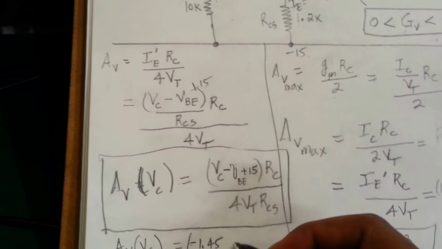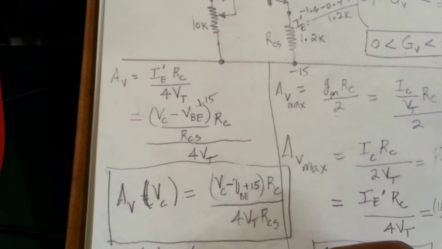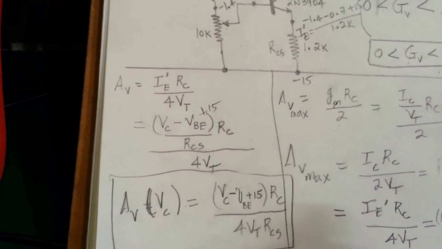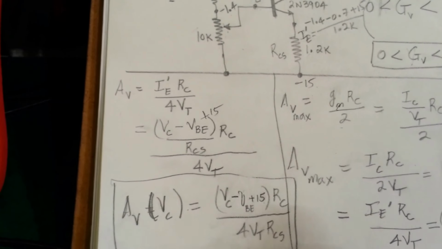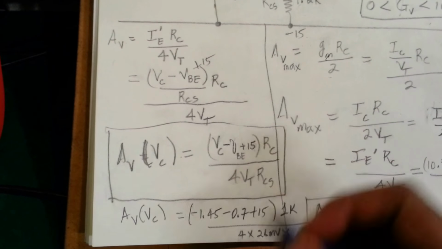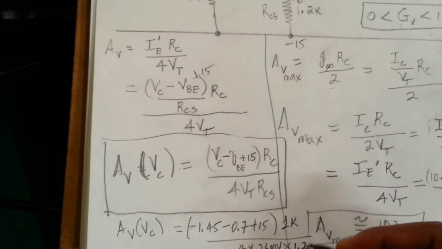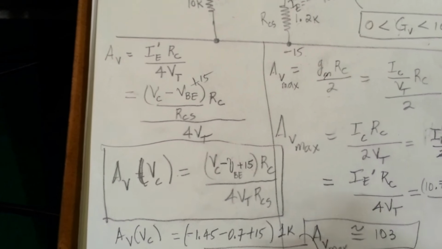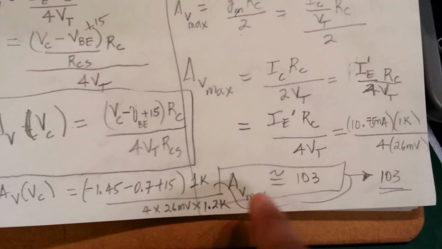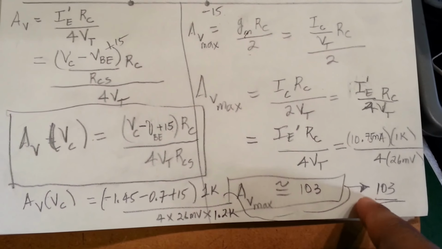1.45 minus VBE of the transistor, which I'm just going to take as 0.7, plus 15, multiplied by RC. RC is 1K, which we're given, divided by 4 times 26 millivolts, multiplied by RCS, which we have designed to be 1.2K. If we do the calculation, we get exactly 103, which we already verified from prior calculations. So we're going to get around 103.